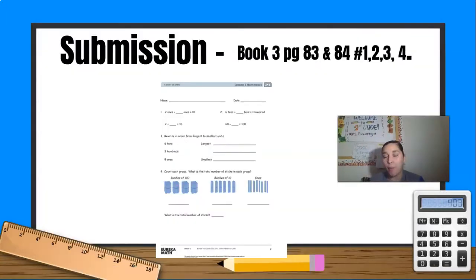If you enjoyed modeling numbers just like I did, we'll continue practicing in class. What I want you to do is open book number 3. You have 10 seconds to open book number 3. 10, 9, 8, 7, 6, 5, 4, 3, 2, 1, and 0. So what you're gonna do today and you're gonna submit is you're gonna submit questions number 1, 2, 3, and 4 on page 83 and 84.